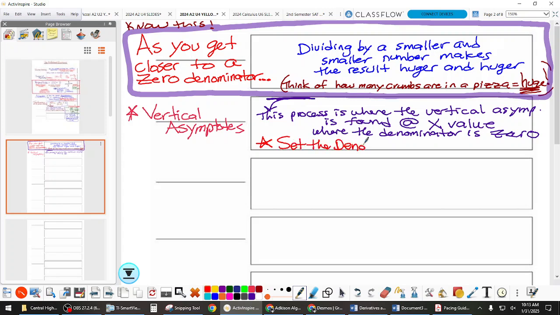So, in order to find vertical asymptotes, set the denominator equal to 0. That is literally what we do, and then we solve for x. How many times have we done that before? Set something equal to 0. That was almost all of fall and the first part of this semester. So you've done this a lot. It's just now taking that skill and putting it into a slightly new concept.